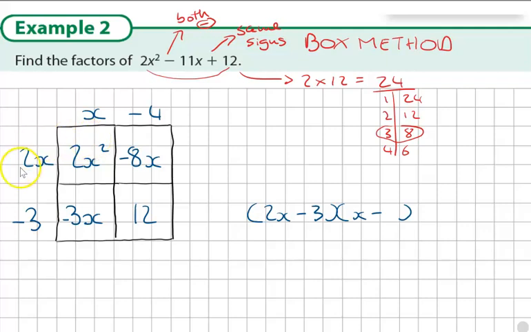And then minus 8x divided by 2x is minus 4. So I'll put minus 4 in the back of the other bracket. So I have at the top here x minus 4. So that's my second factor, my second bracket.